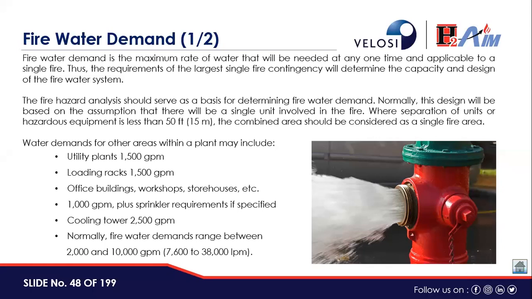Like in normal refinery fire design, we try to estimate water requirement for the tank farm, for the jetty, for the process plant, for utility areas. And normally the tank farm is the leading basis for the determination of fire demand for the fire water system. Water demand for other areas within the plant may include utility plant, loading racks, office buildings, cooling towers, other areas, but we have to see what is the worst fire requirement. It is not assumed that fire would be everywhere. The single fire scenario is assumed, and cooling is provided to the neighboring plants or neighboring area.